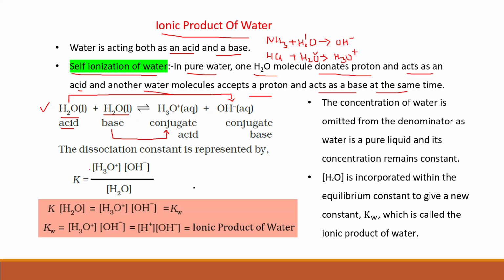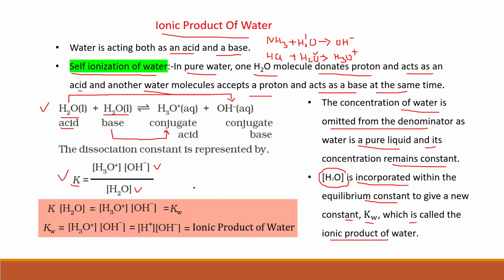And for this we can write the dissociation constant. K is equal to, again, concentration of products in the numerator and concentration of reactant in the denominator. But we already discussed that the concentration of water, that is a pure liquid, is omitted from the denominator, as water is a pure liquid and its concentration remains constant. So this concentration of H2O is incorporated with the equilibrium constant to give a new constant Kw, which is called the ionic product of water.